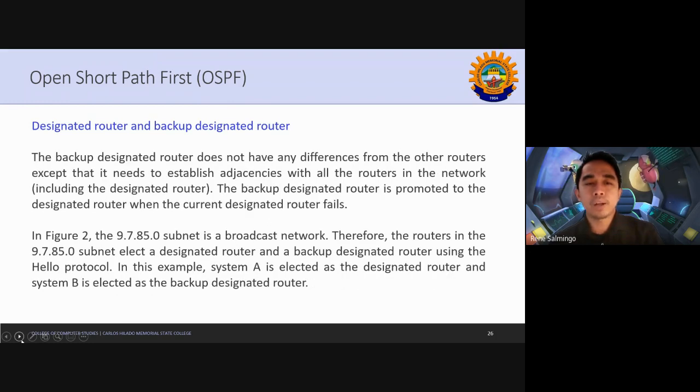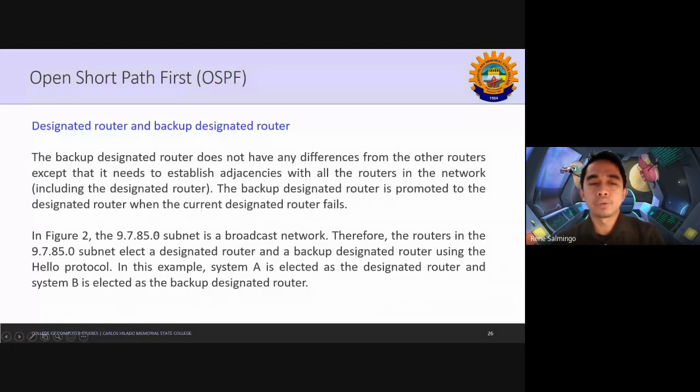Now, the backup designated router does not have any differences from other routers, except that it needs to establish adjacencies with all routers in the network, including the designated router. So a backup designated router is promoted to designated router when the current designated router fails. So that's why we have the backup designated router.